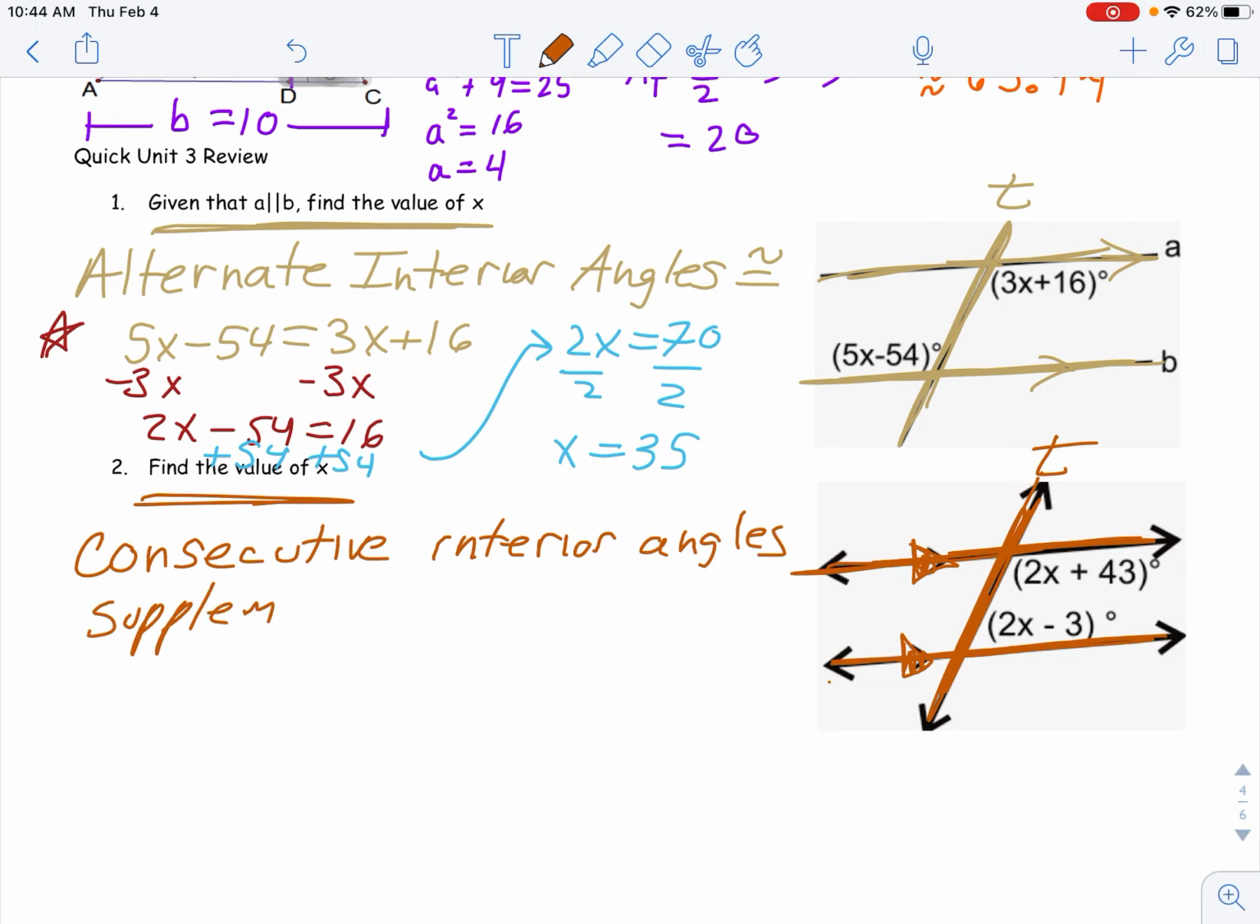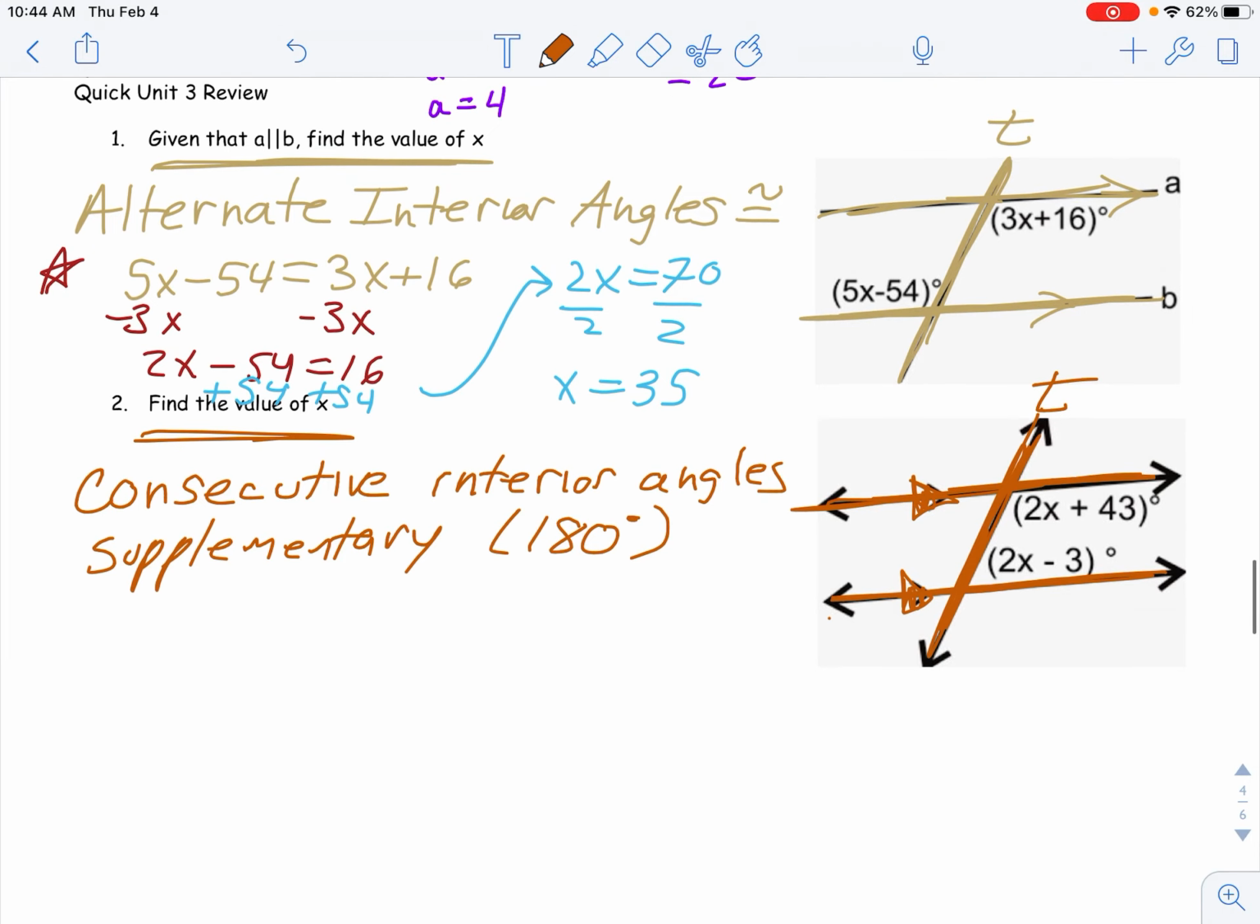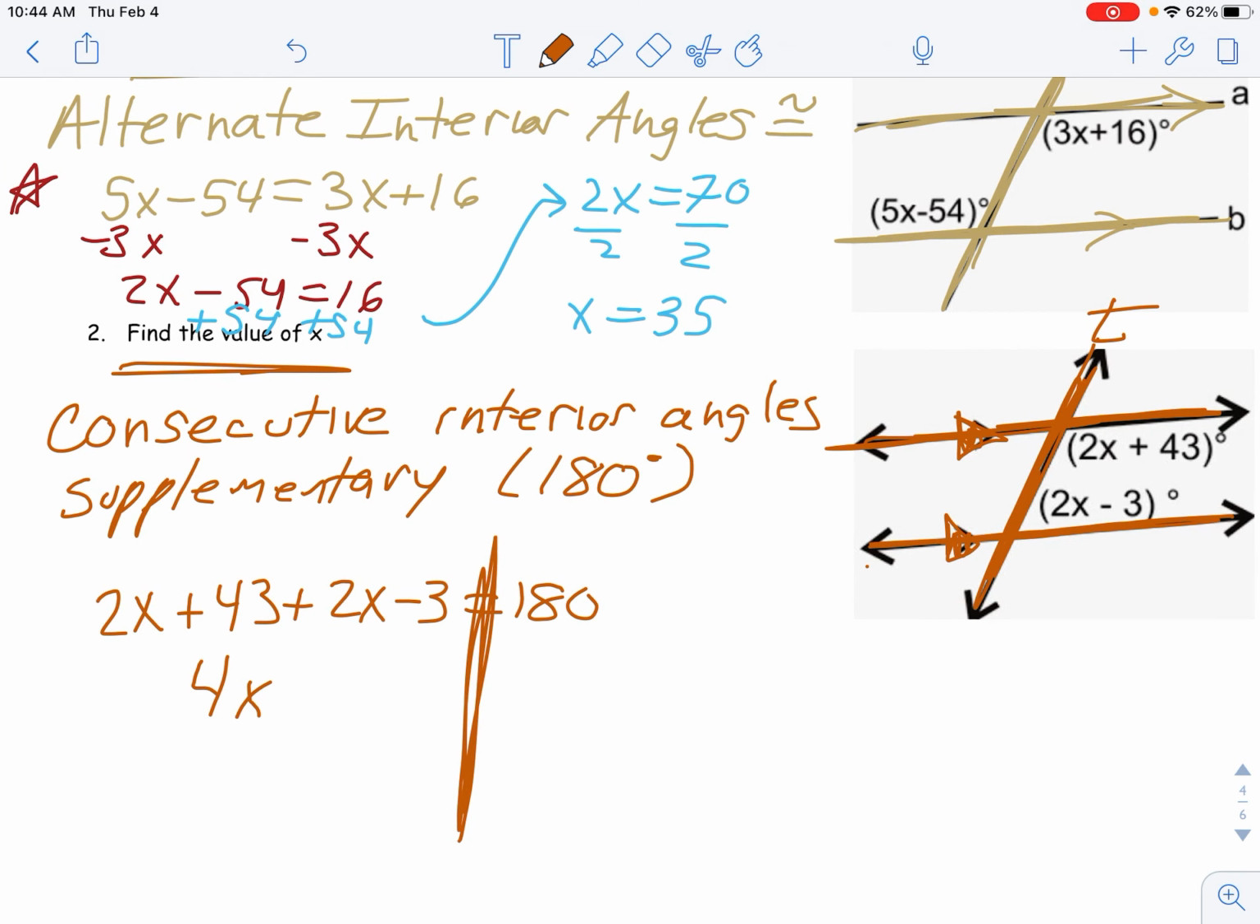And they're the ones that are different than everything. They're supplementary. Consecutive interior angles are supplementary. That means they add up to 180 degrees. And we're going to be using this a ton in Unit 4 when we talk about parallelograms and stuff like that. So for this one, we're just going to say 2x plus 43 plus 2x minus 3 equals 180. Then combine like terms, 2x plus 2x, because look, we're on the same side. It's on the left side, so we're combining like terms. All right, 43 minus 3, 40, 180.